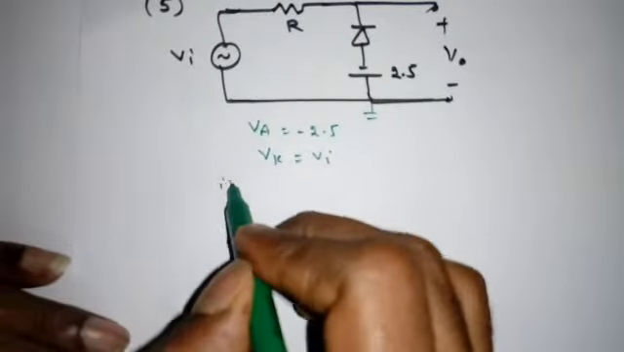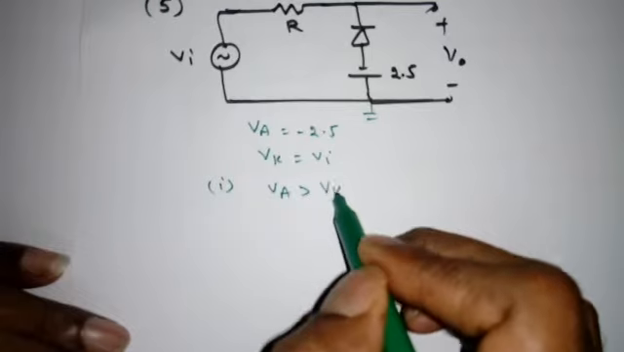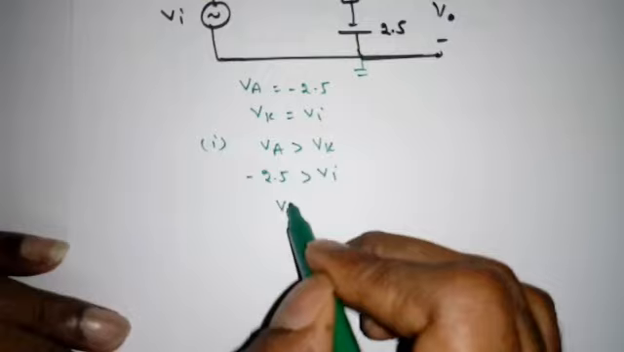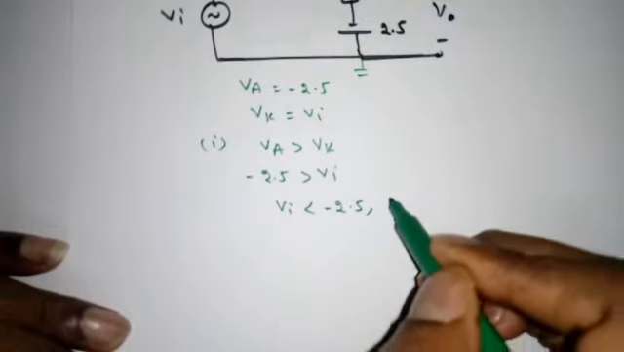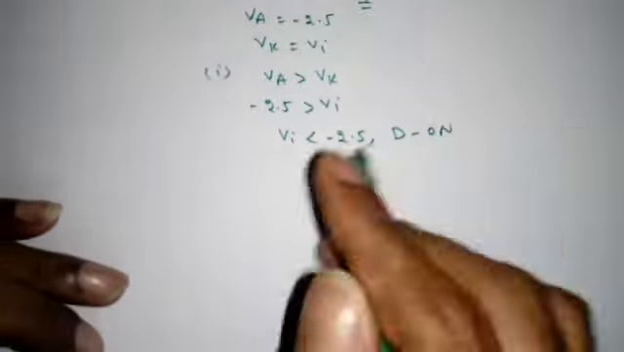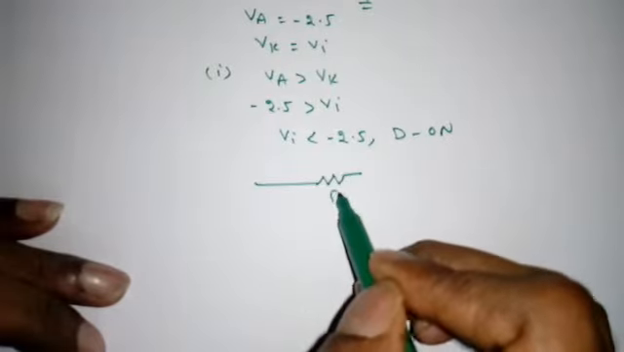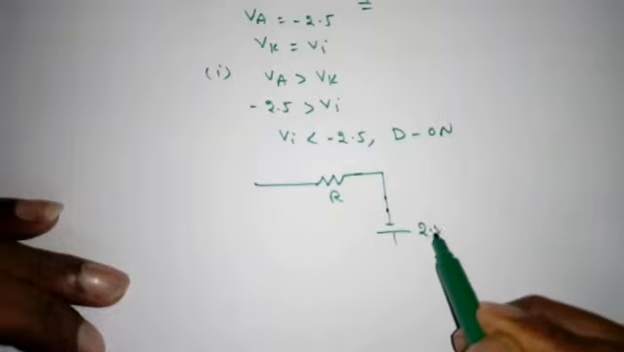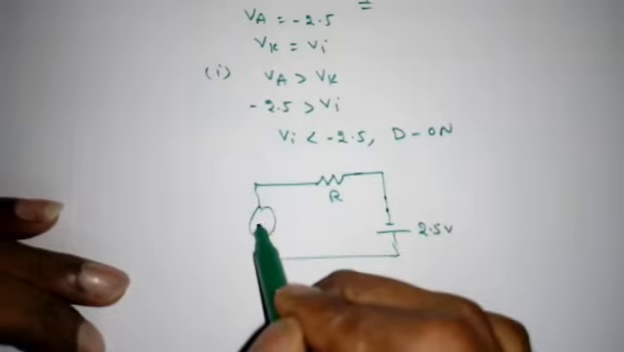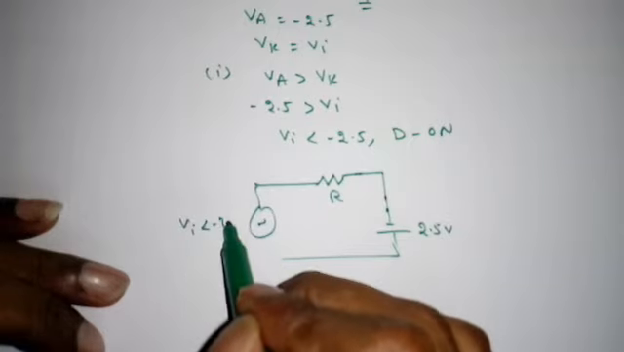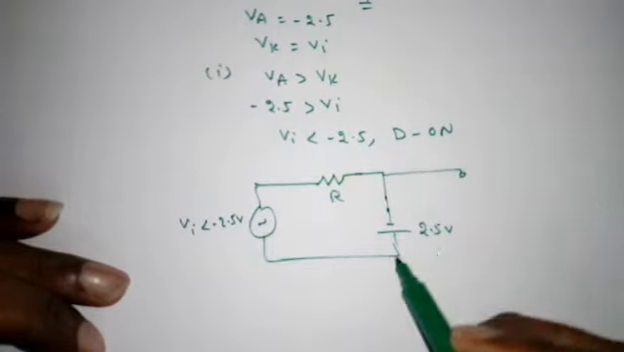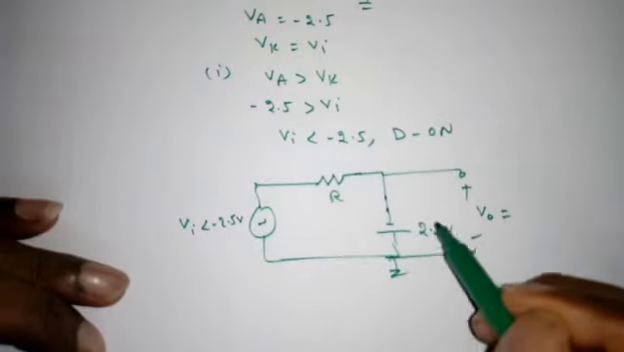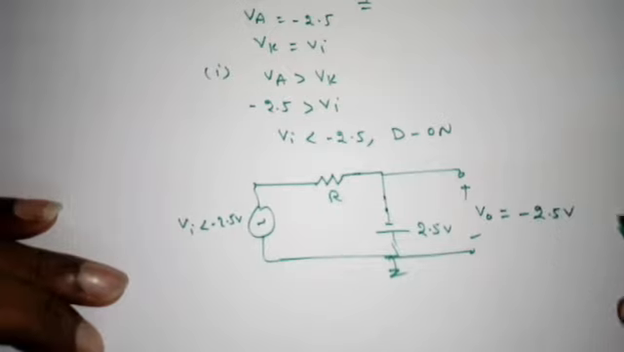Ideal case, okay. First condition, VA should be greater than VK, that is minus 2.5 should be greater than VI. That means when VI is less than minus 2.5 volt, the diode D will be on. When it is on, short circuit. This is minus 2.5 volt. This is VI but less than minus 2.5 volt. This is V0. Now tell me what is V0? Whatever the voltage is here, that is minus 2.5 volt.